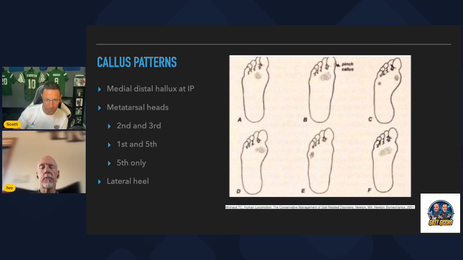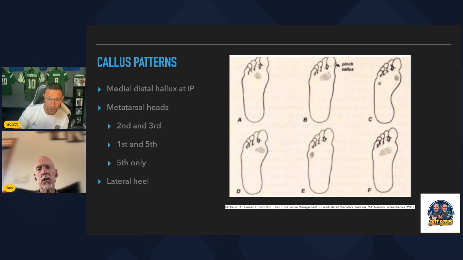So people with hypomobile, not hypermobile, but hypomobile first ray, we have a tendency to see more of the C pattern and the E pattern, except the foot would look different in the E pattern. Yes, I agree with that completely.